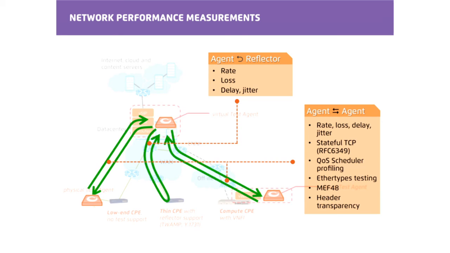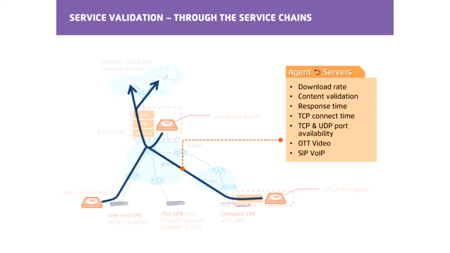But this is on the network layer now. But what is also important now, since we are now dealing with service chains, is the next slide, where test agents, note well, we cannot do this from the reflector device, but from test agents, we can also consume services through the service chain. We can measure download rate, we can validate content, we can measure response times, we can measure TCP connect times, etc., and also consume services, either at the data center location or out at other hosting locations.